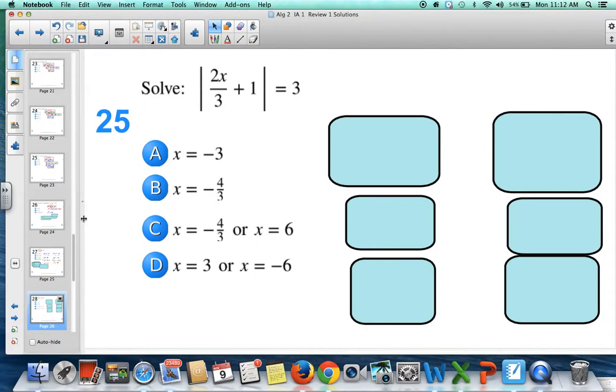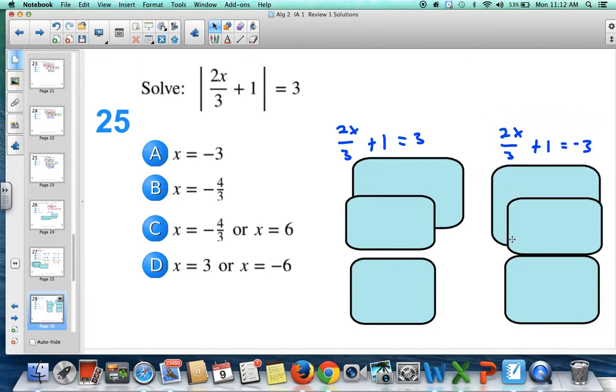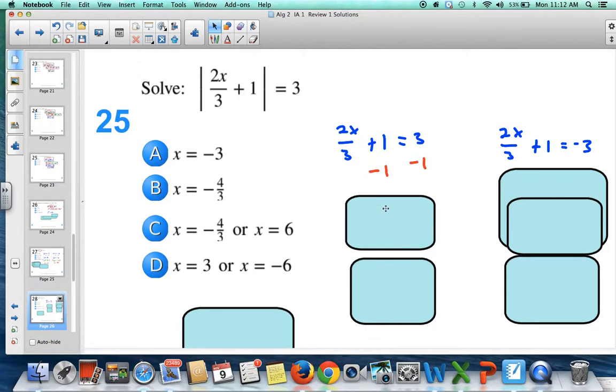Okay, same problem, similar problem here. It's a little more confusing with the 2x over 3. But again, this entire thing inside here could either be 3 or it could be negative 3. And then we solve each one. So we subtract 1 from both sides, and I get 2/3 x equals 2.